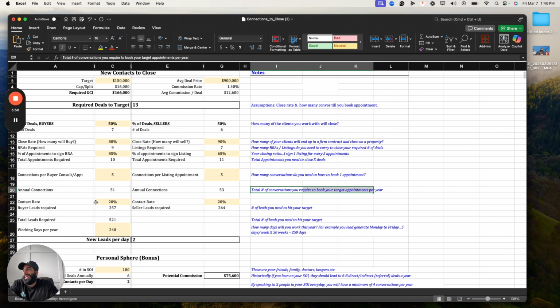And at a contact rate of 20%, meaning you get 257 buyer and 264 seller leads. If you get that many leads, a little bit over 500, then you should be able to achieve the annual connections. So this will make sense a little bit more once I go backwards. Just bear with me for a second. And the total number of leads required, 521.